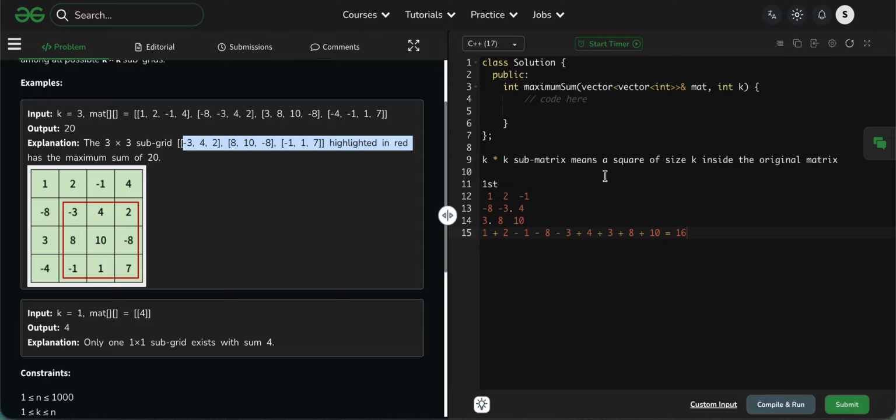Now the brute force approach: for every possible starting position i, j, calculate the sum of all k by k elements. If the matrix is very large, like 20 by 20, you can imagine how much we have to calculate before returning the answer. It is very hectic and takes a huge amount of time, so it is not an efficient approach.